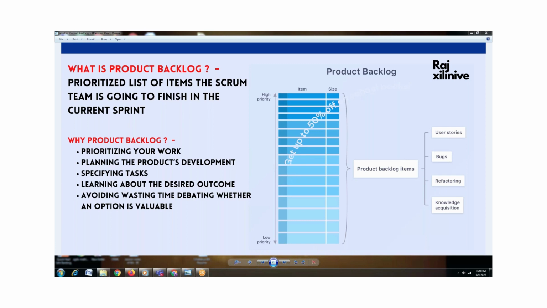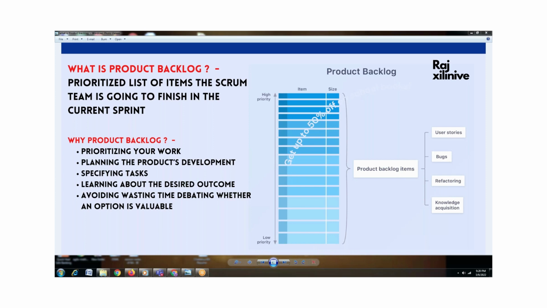On what basis are we taking priority? Priority is taken based on 2 factors. As I mentioned earlier, business value, and second, complexity, right? So these 2 factors reduce the time wasted, so that we don't have any sort of confusion. At the same time, we can complete the tasks without any difficulty. So this is what a product backlog is all about.